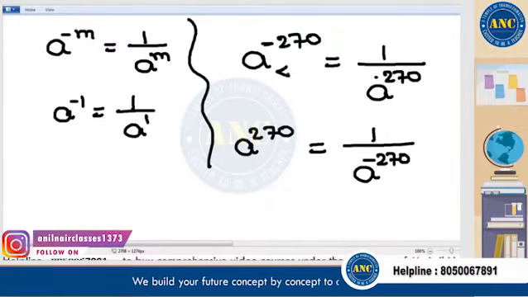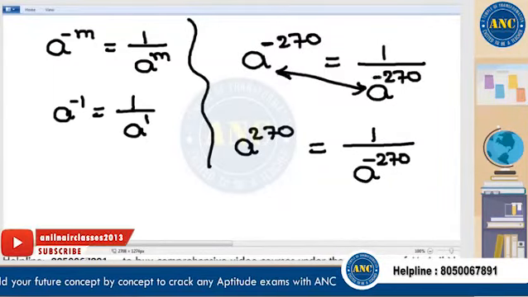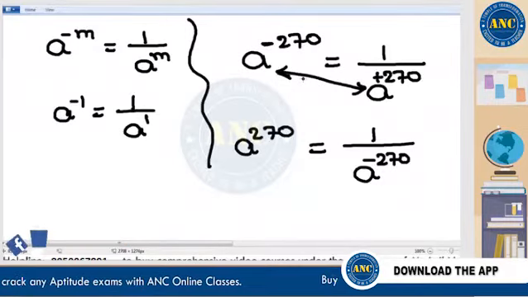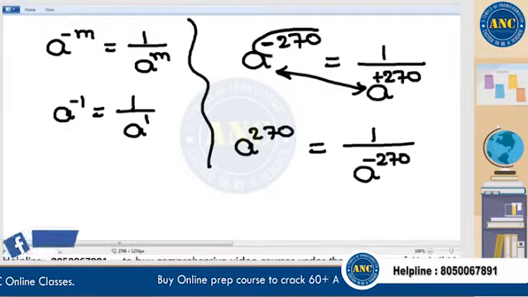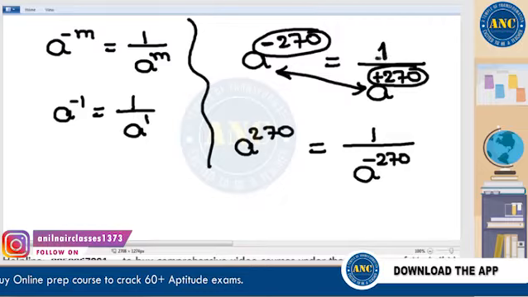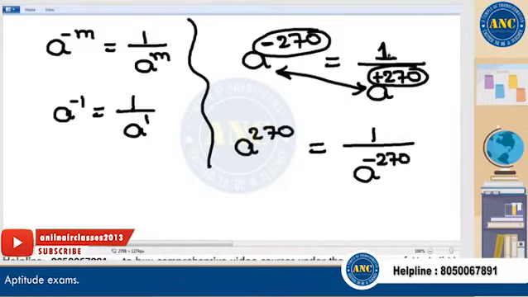Again, if you cross multiply, a power minus 270 into a power plus 270. So the common base is a. A power m into a power n is a power m plus n. Minus 270 plus 270 is 0. So a power 0 is nothing but 1 itself. Right? Again, it's the proof of one of the laws of indices. Now see here.